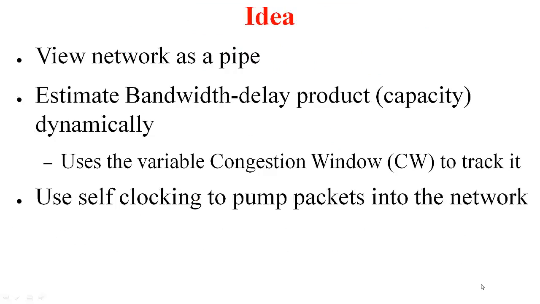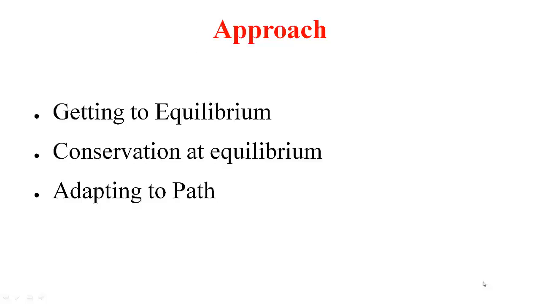the network. The basic idea is as follows, which is the same as the sliding window protocol idea, where we view the network as a pipe. In this case, we are going to estimate the bandwidth delay product, which is the capacity of the pipe, dynamically. For this, we will use this variable, the congestion window. And then as acknowledgements come, we use the self-clocking property to pump more data into the network.